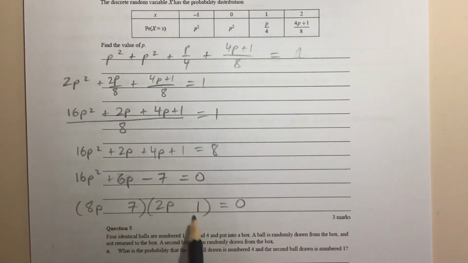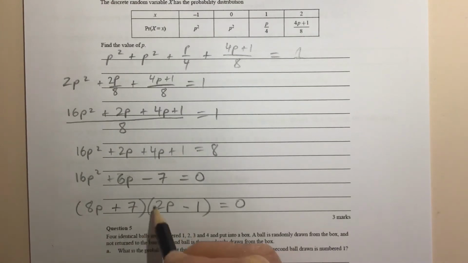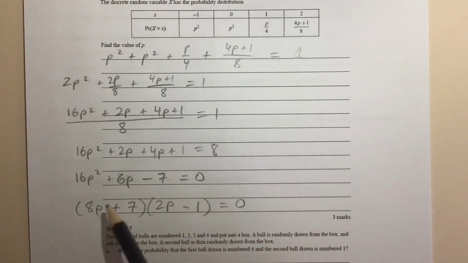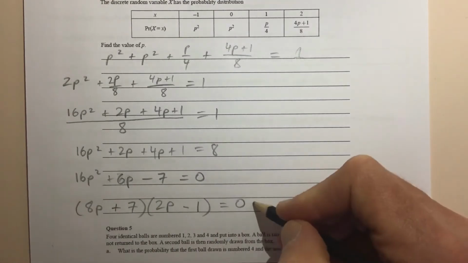So with an 8p times 1 to get 8p, and 7 times 2p to get 14p, we should be able to get this to add up to 6p. It's positive 6, so we need the larger product to be positive. So 7 times 2p to get positive 14p, so with a plus 7, 8p times -1 would give us -8p, and so 14p minus 8p, that should work, right? And you can expand that in your head to convince yourself that that would expand back to the expression that we had.